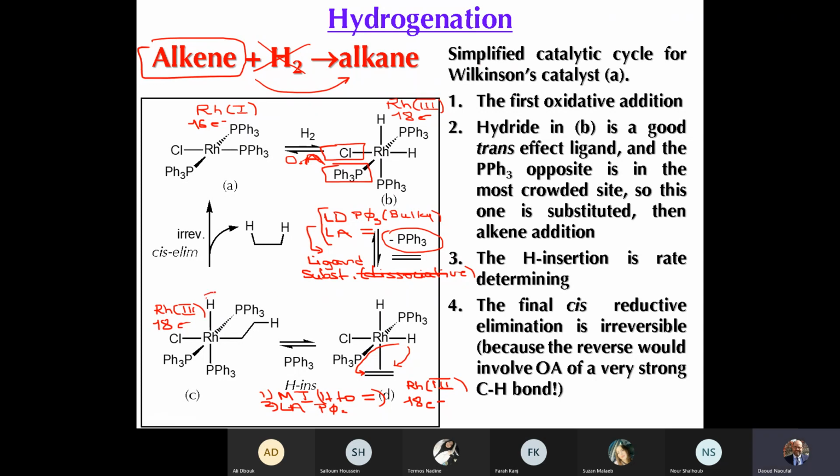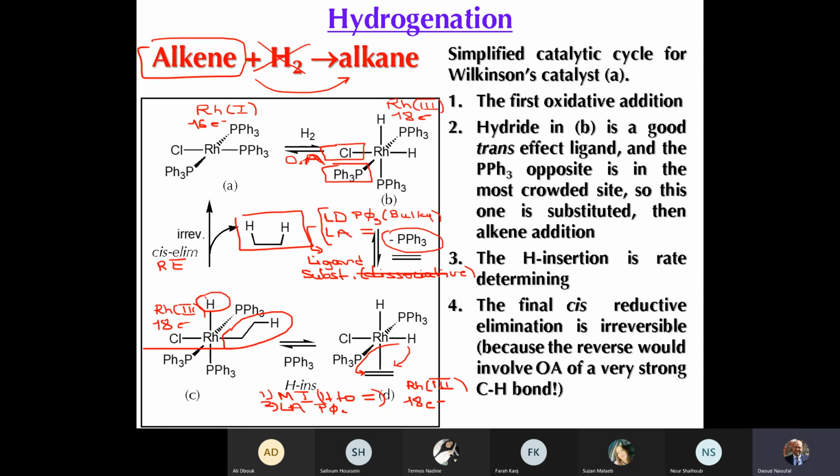The hydrogen, which is H minus, and the alkyl, which is R minus, will do what we call reductive elimination, RE, to form this product. And if we lose these two ligands, we obtain the same initial catalyst, and therefore the catalytic cycle will start again. So this is the catalytic cycle we propose.